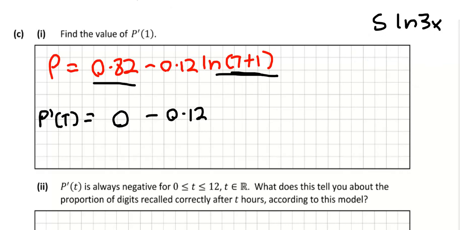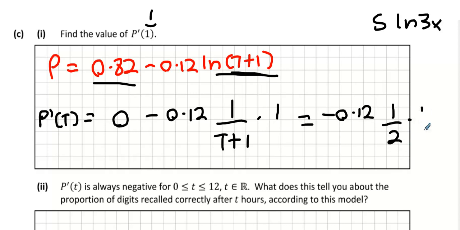Now we're going to differentiate this now, yeah? It's going to be 1 over, differentiate that, times 1. And what's our t value? 1. So it's going to be minus 0.12 divided by a half, yeah, times 1, which is going to be minus 6. And that was worth 10 marks. Divided by 2, and then multiplied by 1.